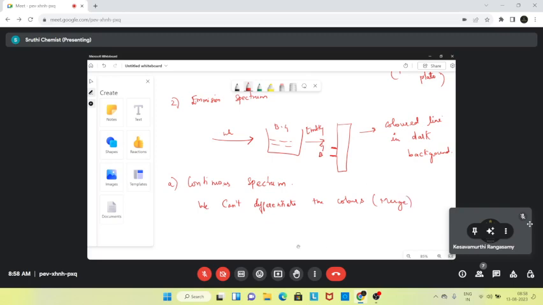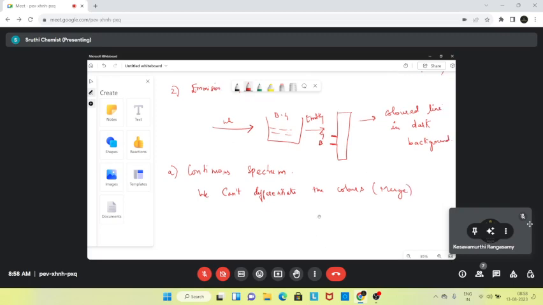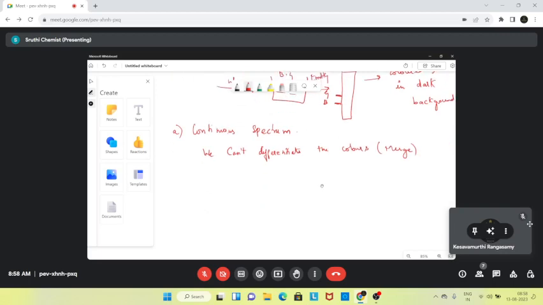It's a continuous spectrum. Then tell me about the discontinuous spectrum. Of course, it will be the opposite of it. What is a discontinuous spectrum? The colors can be differentiated. Yes, we can differentiate the colors, ma'am. Very good. We can differentiate the colors, so they will not merge together. Discontinuous spectrum: the colors can be differentiated.